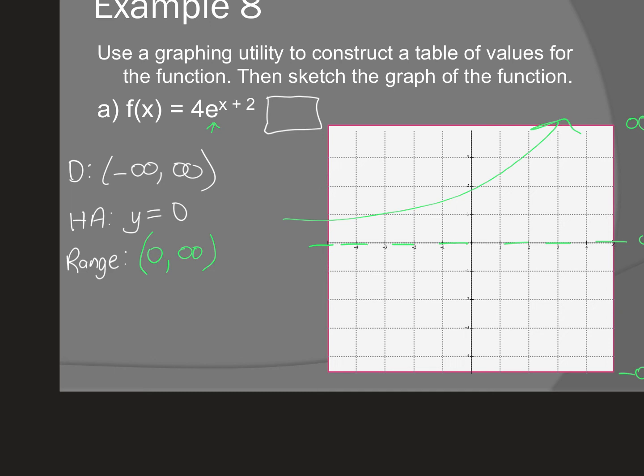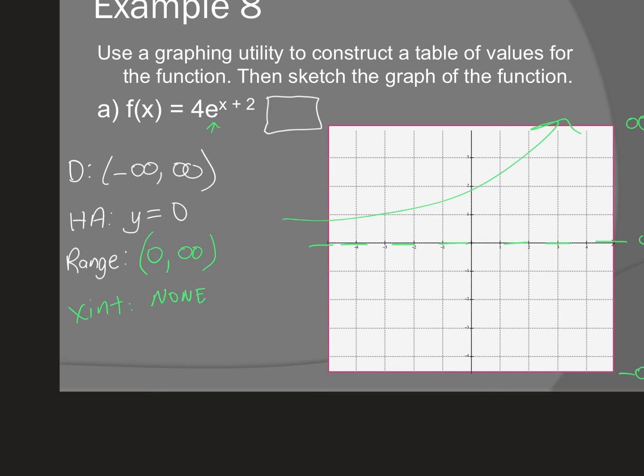Does this have an x-intercept? Why not? What does the graph get really, really close to but not touch? The x-axis, the 0. So your x-intercept here would be none.